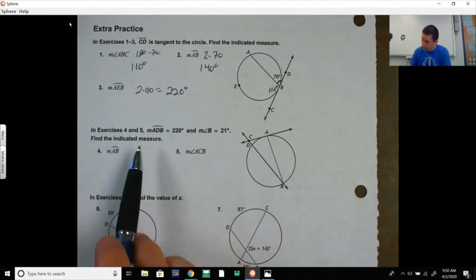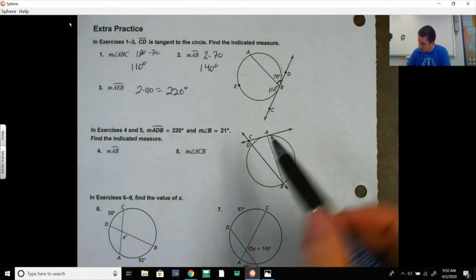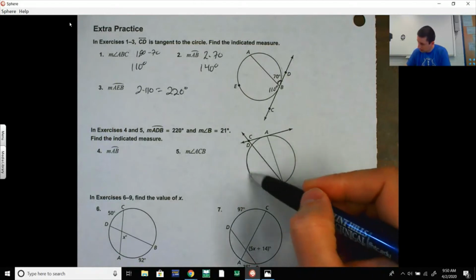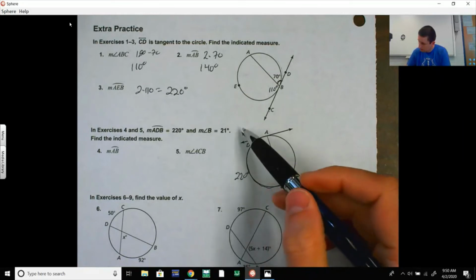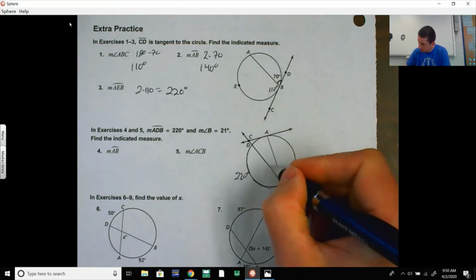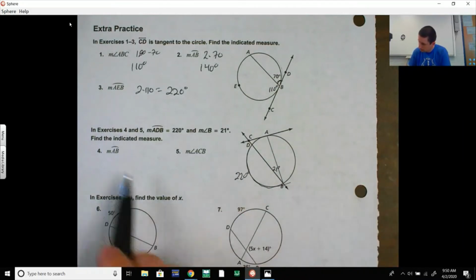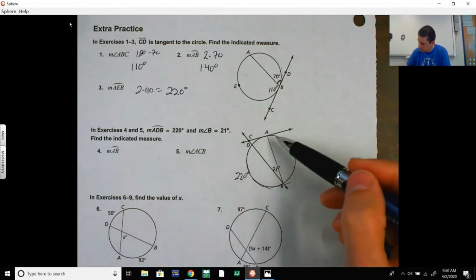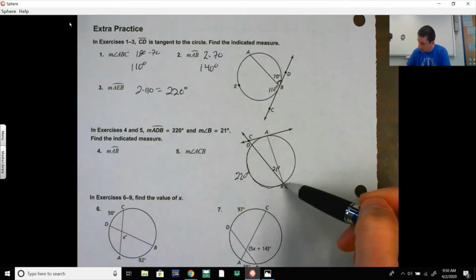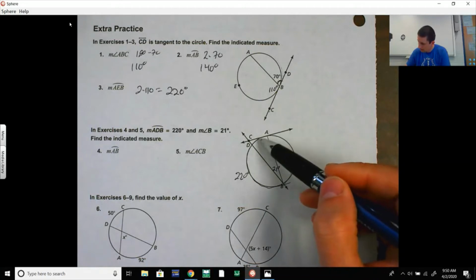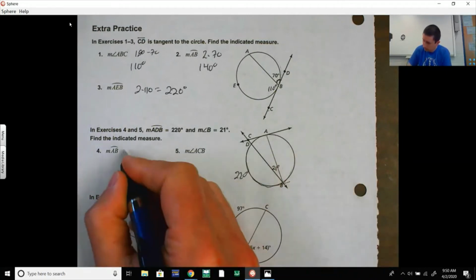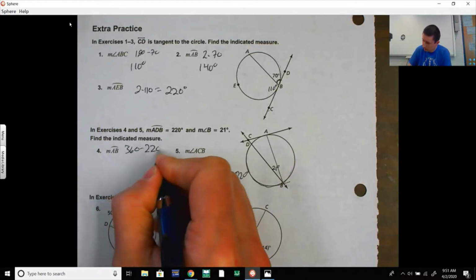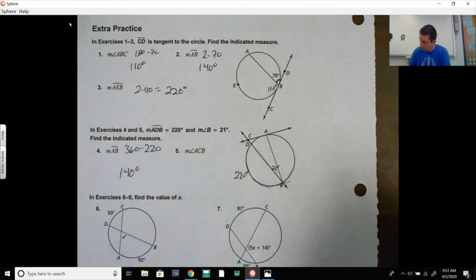Okay, exercise 4 and 5, measure of arc ADB. A to D to B is 220. Measure of angle B is 21. So they want the measure of arc A to B. Well, they said ADB is 220, so the other part of that circle has to be 360 minus 220. So that'd be 140 degrees.